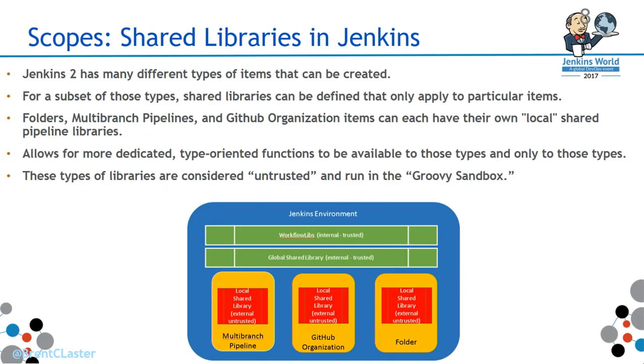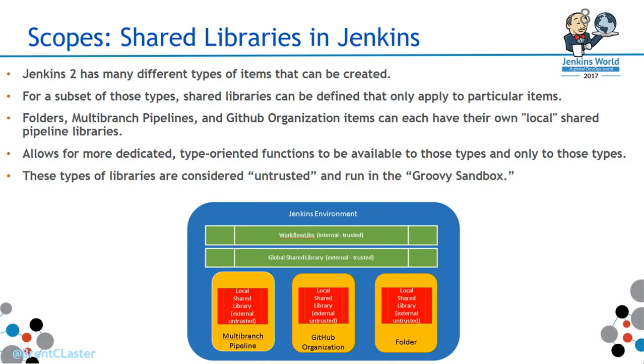So, our scopes with the shared libraries in Jenkins. We rattled off some of these a few minutes ago. Jenkins 2 has many different types of items that can be created: the folders, the multi-branch pipelines, the GitHub organization items, and each of these can have shared libraries that are local to them or only usable by them. This allows you to have more dedicated, type-oriented functions available to those types and only to those types.